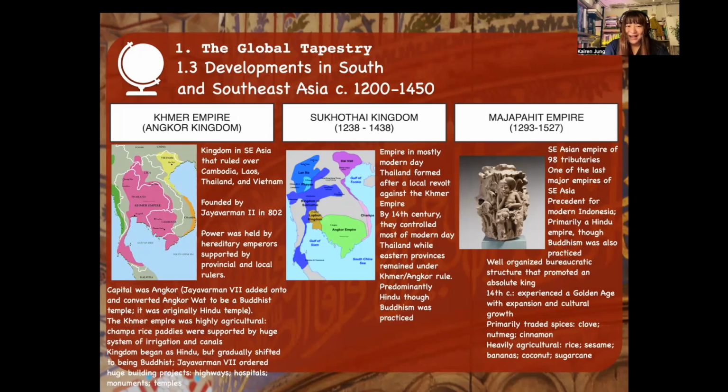The Khmer Empire was very agricultural. You had champa rice paddies supported by large irrigation and canal systems, and when you see irrigation and canal systems, what do we know? We know that there's a thriving centralized government there, because you would need something like that to be able to orchestrate such large construction works, right? So the kingdom began as Hindu, but it generally shifted gradually to becoming Buddhist, right? And Jayavarman VII, we know he ordered huge building projects such as highways, hospitals, monuments, and temples.